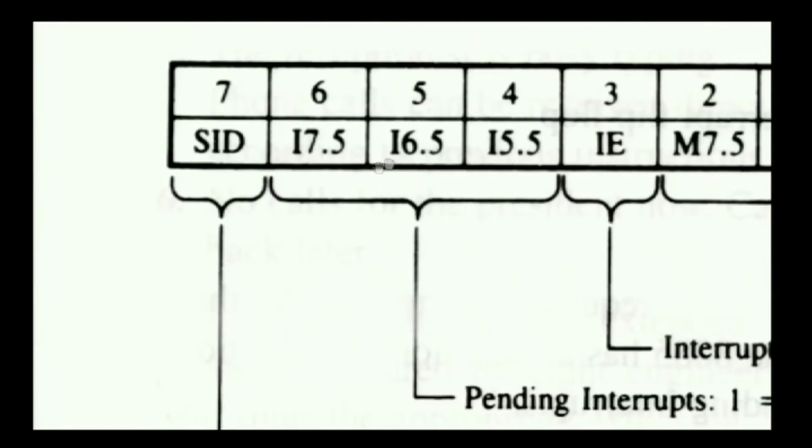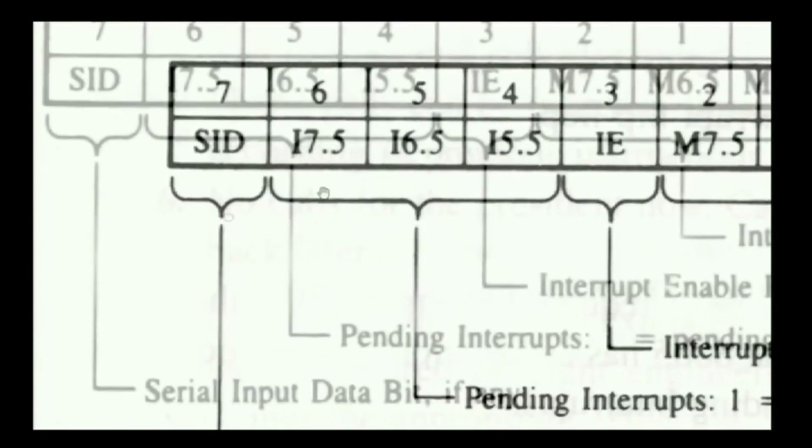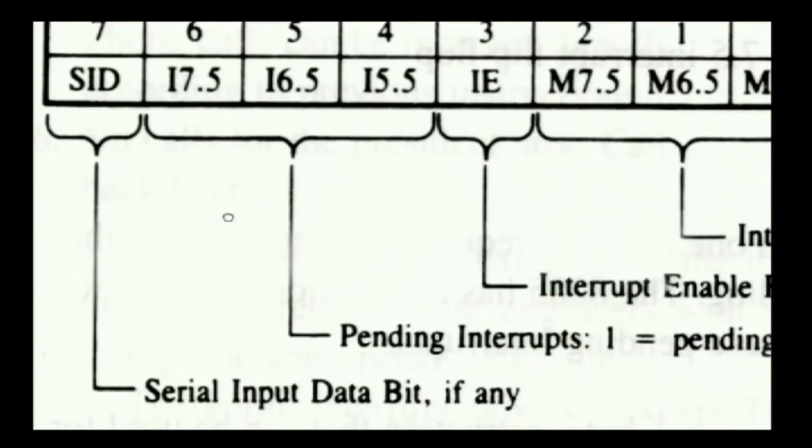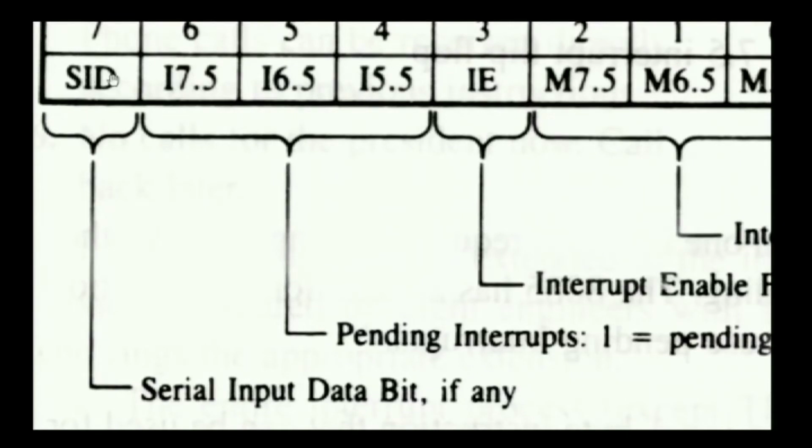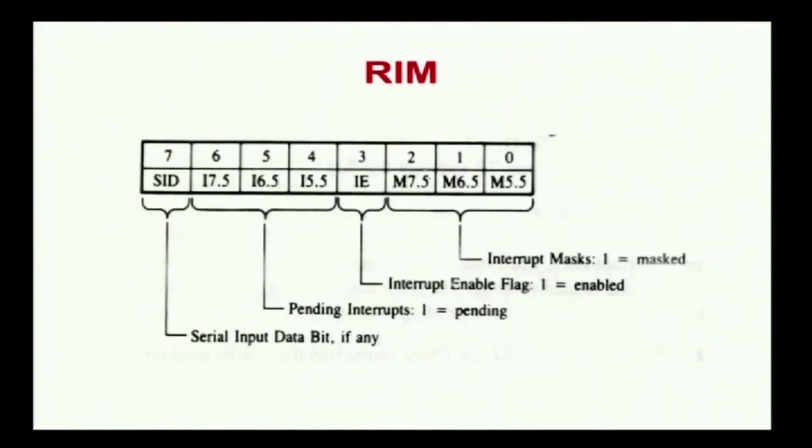During that time, if you want to know the status of the interrupts, we can use the interrupt pending bit positions, which are I 5.5, I 6.5 and I 7.5, representing RST 5.5, RST 6.5 and RST 7.5. These 3 bits are used for knowing the pending status of the 3 interrupts. The last one is SID. SID is serial input data. So, when the data is available, it automatically receives the data from the keyboard and passes it to the processor via this bit position. So, this is the RIM instruction.